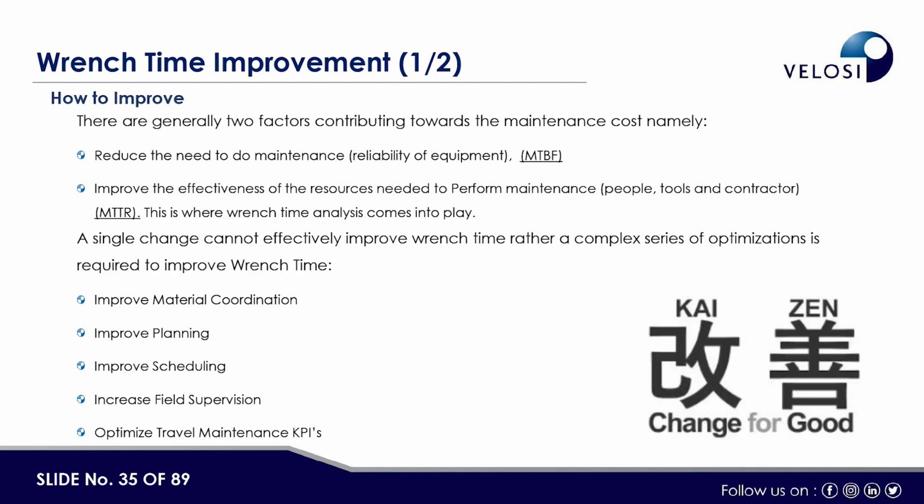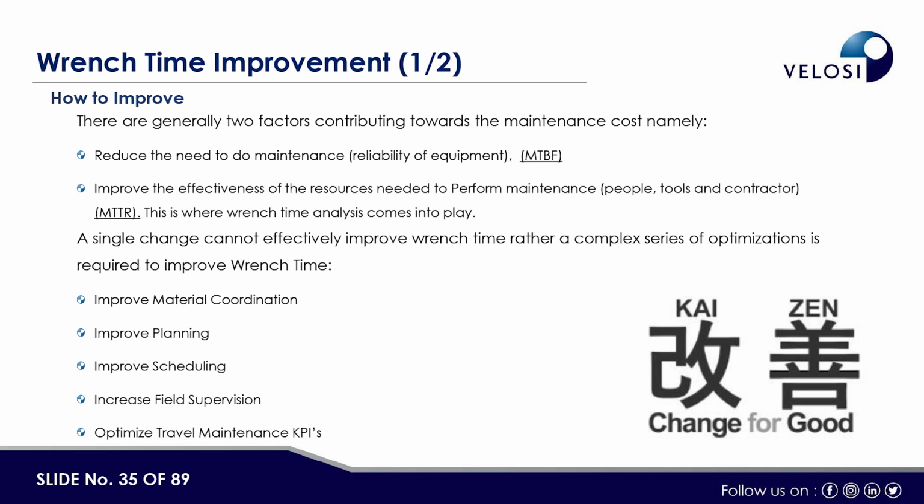The crew should be assured that the study will only be used to drive positive improvements, to avoid backlash from the study. So how to improve wrench time? There are generally two factors contributing toward maintenance cost: reducing the need to do maintenance, like MTBF, and improving the effectiveness of the resources needed to perform maintenance, people, tools, contractors, and all. This is where wrench time analysis comes into play. A single change cannot effectively improve wrench time.